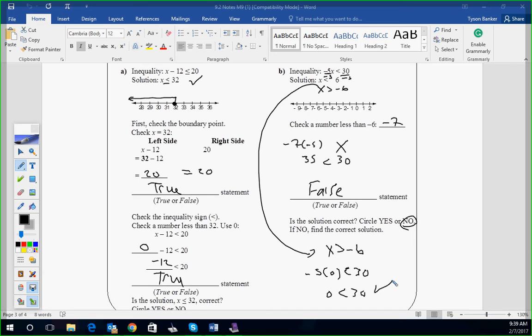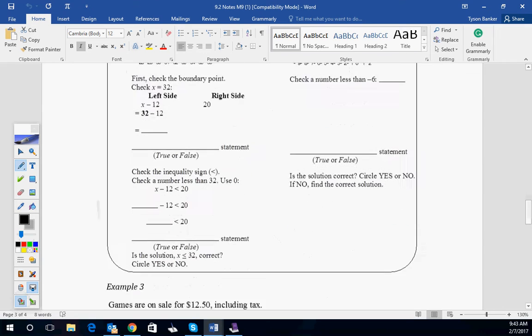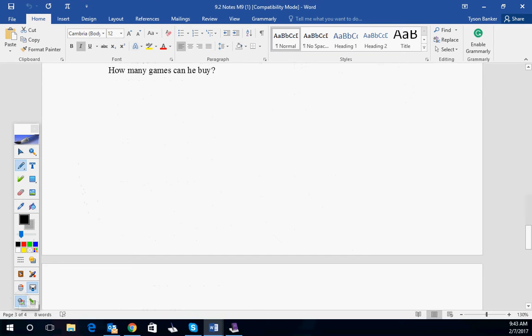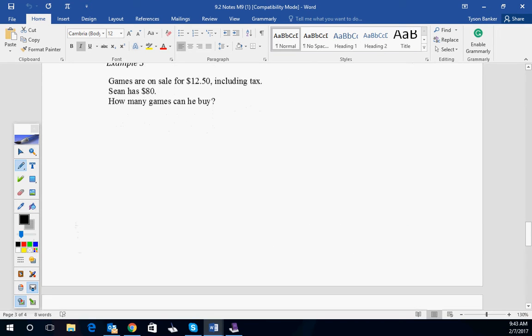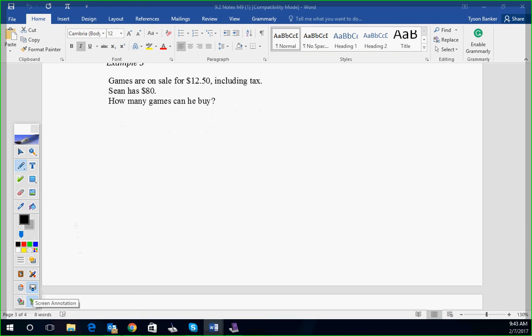Okay. All right, last page here. Well, we got this little guy here first. One more, yep. Okay, so games are on sale for $12.50, including tax. Sean has $80. How many games can he buy? So he has $80, $12.50 per game. So what would that inequality be? We're not doing equals. We want it as an inequality.